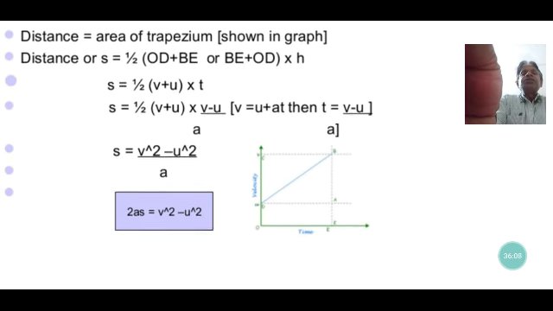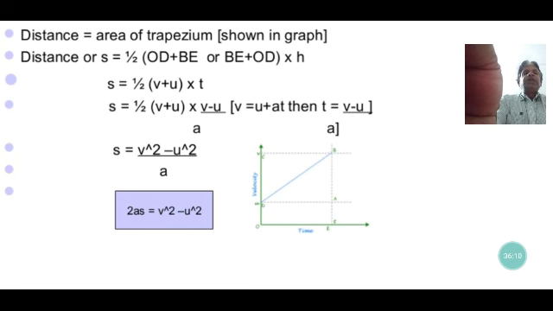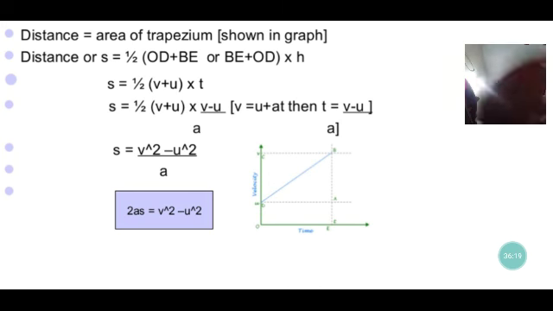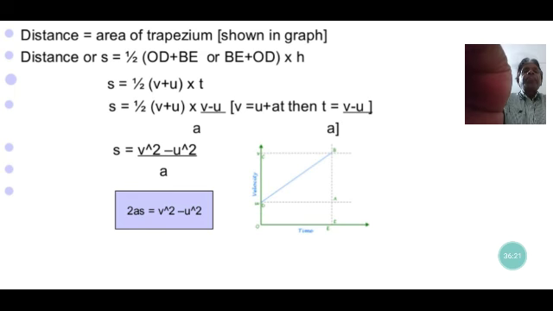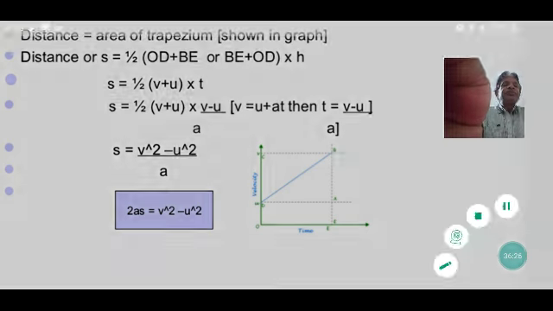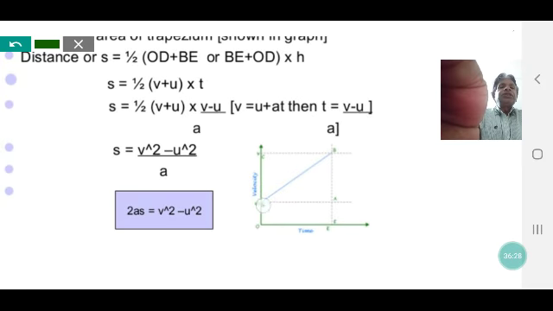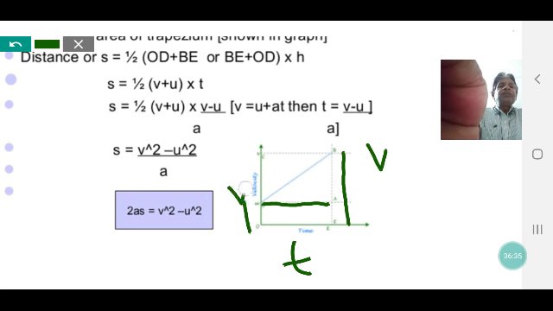Now look here, the area of the trapezium shown in the graph. We can easily find the distance. S is equal to half into (OD plus the other parallel side) into H. H is T here and the other side is V, as we discussed in the last slide. Now we can easily find the area of the trapezium.